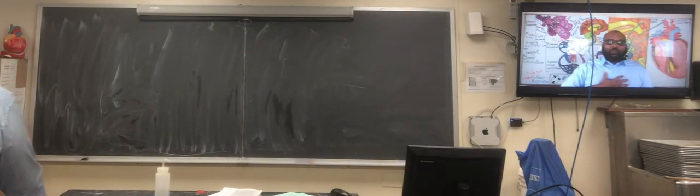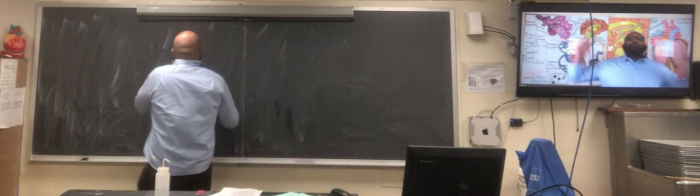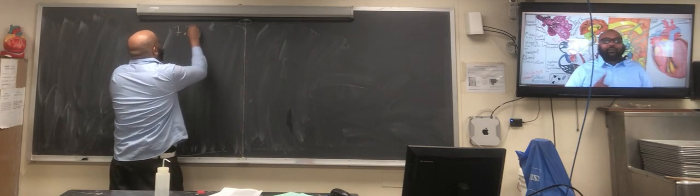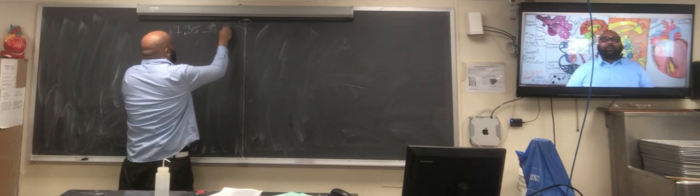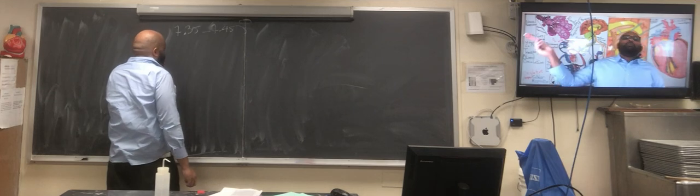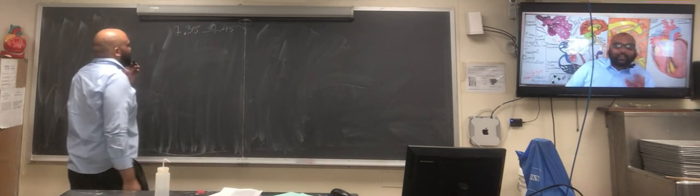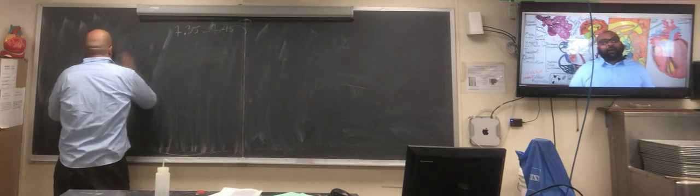A normal pH represents a pH range from 7.35 up to 7.45. That is my normal physiological range. If I go above this range, that means I'm entering alkalosis. If I am below that range, I'm entering acidosis.